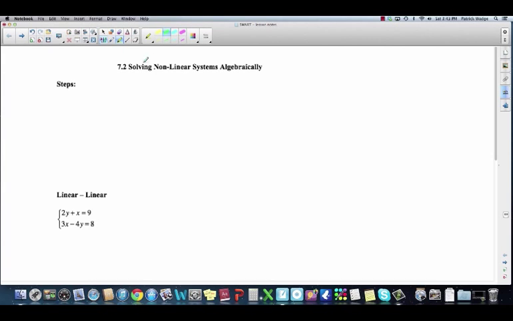Section 7.2 is on solving nonlinear systems algebraically. Yay! We don't have to do it graphically today. No graphing, we get to use algebra, and if you're like me, you love algebra more than you love graphing. Alright, so let's go through the steps.